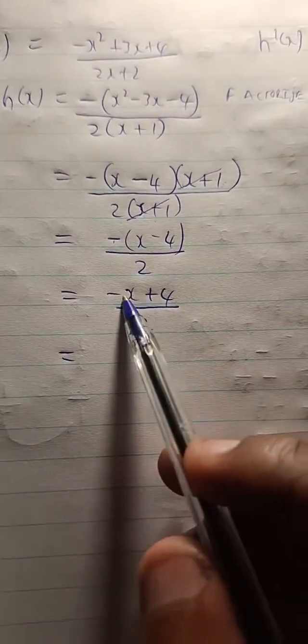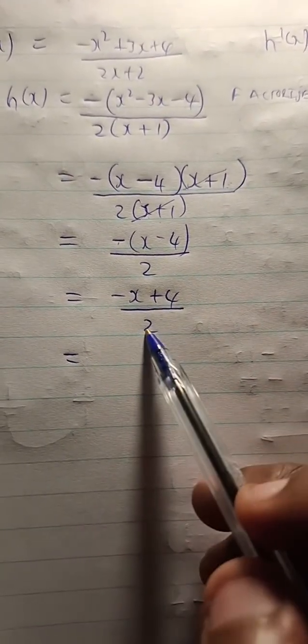Okay, and then look at this. Minus, put the x back, minus x plus 4 over 2. Then in grade 8, you learned that when you have two terms in the numerator and 1 term in the denominator, you can actually split these.